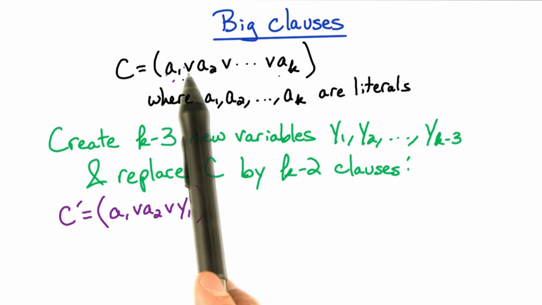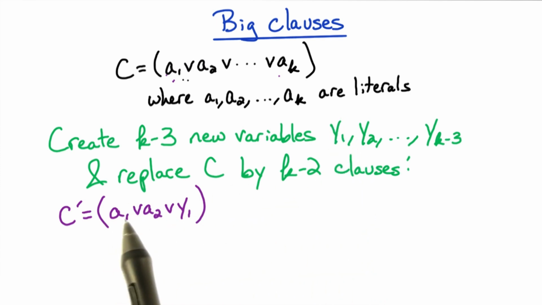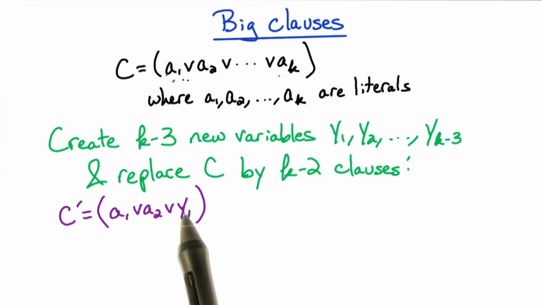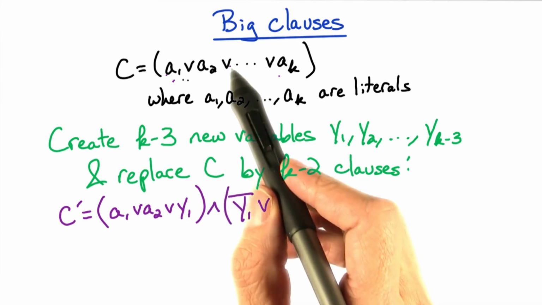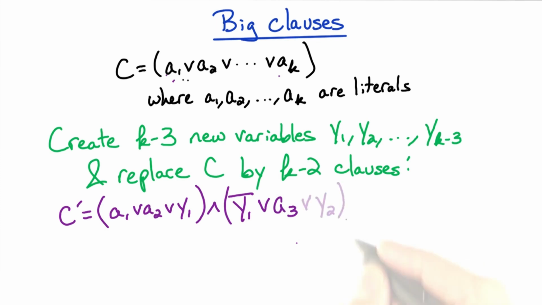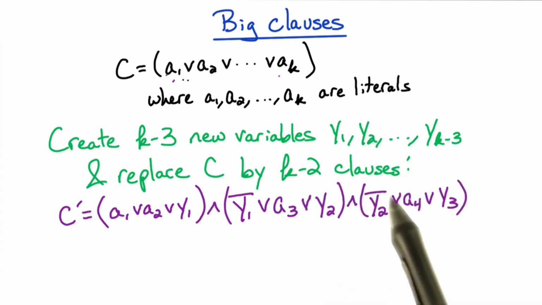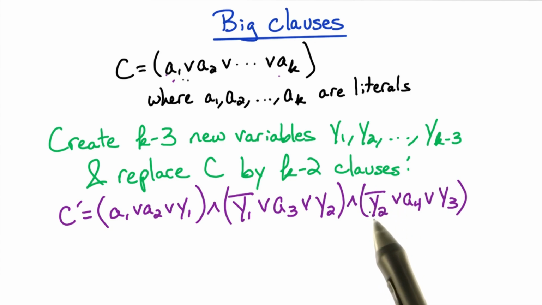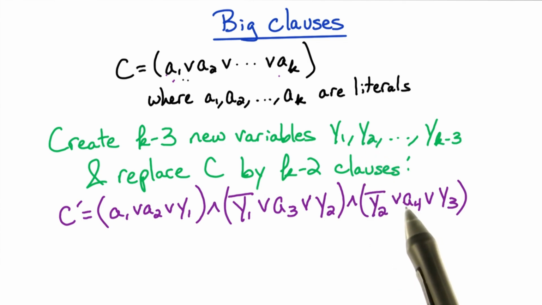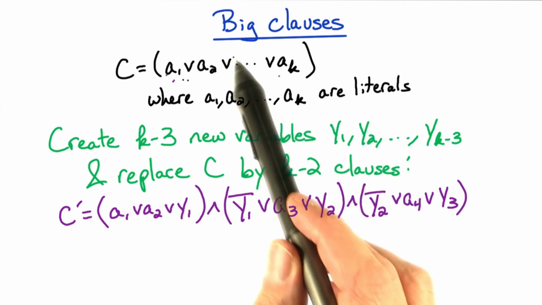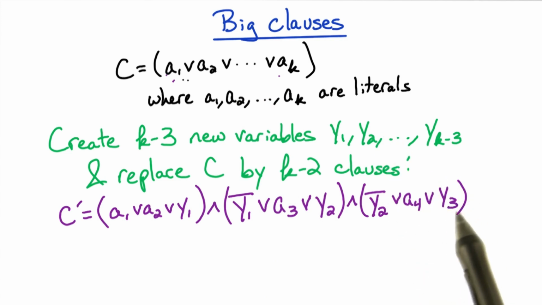So we take the first two literals, a1, a2, and the first new variable, y1. And the first clause is a1 or a2 or y1. Then we use the negative of the first new variable, the third literal, a3, and then the positive of the next new variable. And this gives us our pattern. So we then use y2 bar, the negative of the second variable, and then we use the next literal, a4, and then we use the next new variable, positive form, y3.